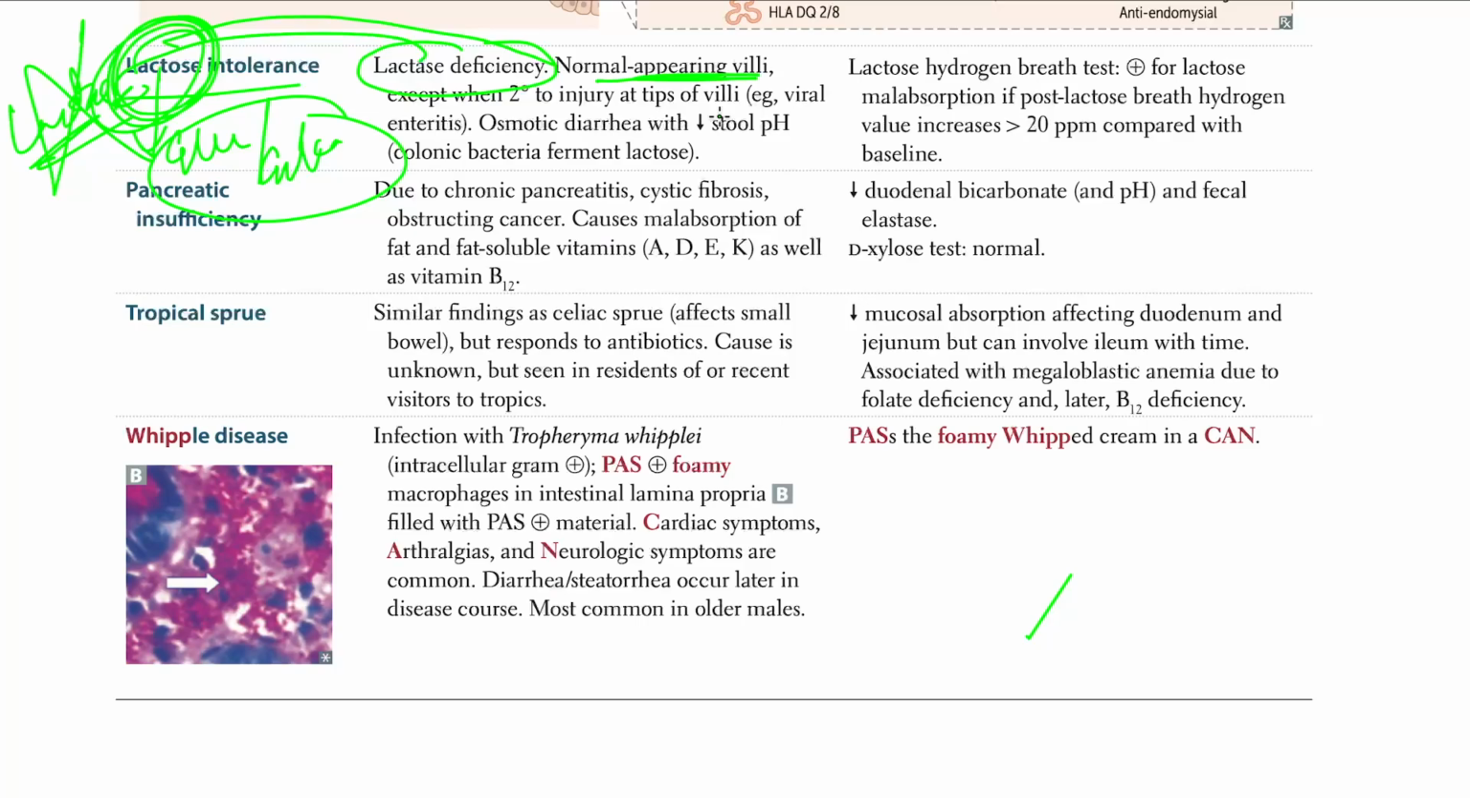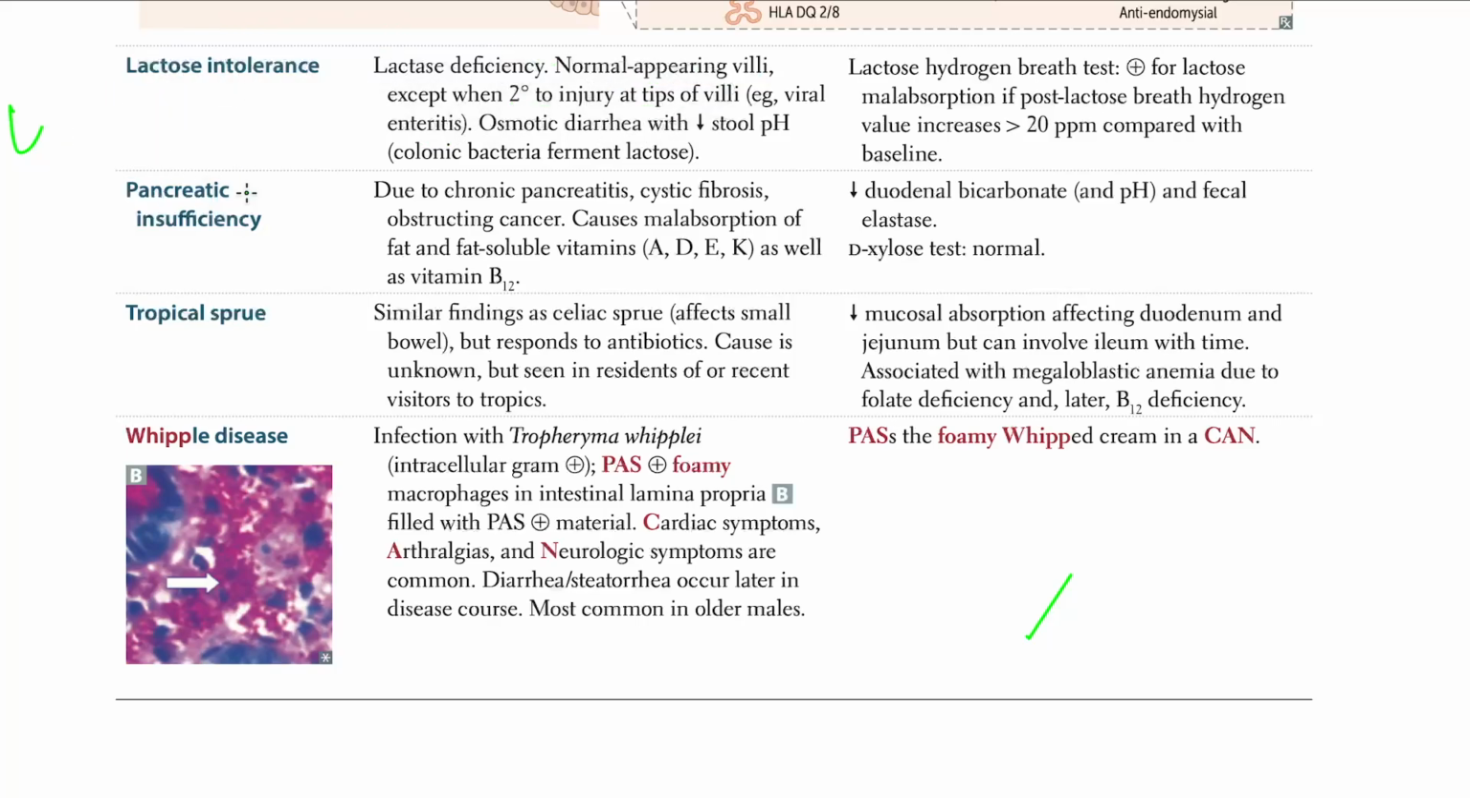Again, same thing. Let me tell it back again. Normal appearing villi, except when there is a secondary injury to the tips of villi, like viral enteritis. Because of that lactose, right? That lactose is going to give you an osmotic diarrhea with a decrease in stool pH. Colonic bacteria ferment the lactose. This leads to decreases in the stool pH and also causes gas production.